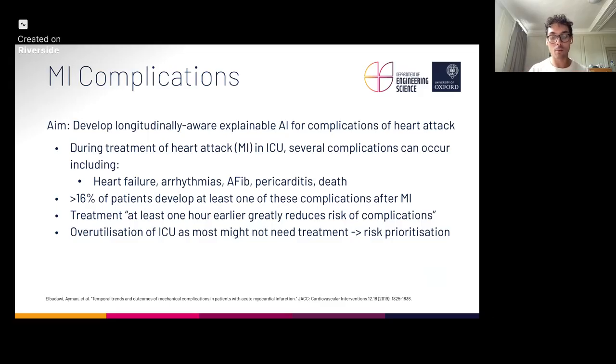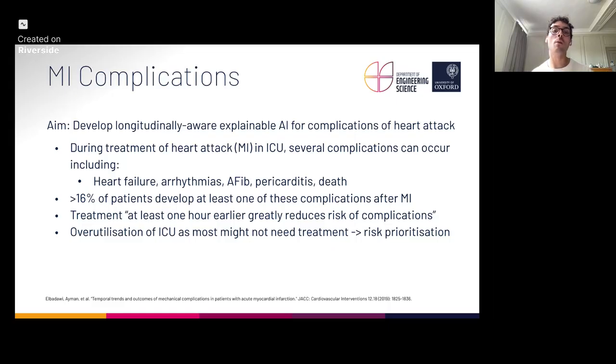The main motivation behind this project is to help clinicians help patients with heart attack identify complications of heart attack before they occur. So heart attack or myocardial infarction is one of the biggest contributors to global mortality. In intensive care units where heart attack patients get treated, about 16% of the time they suffer one of the following complications: heart failure, arrhythmias, atrial fibrillation, pericarditis, and death.